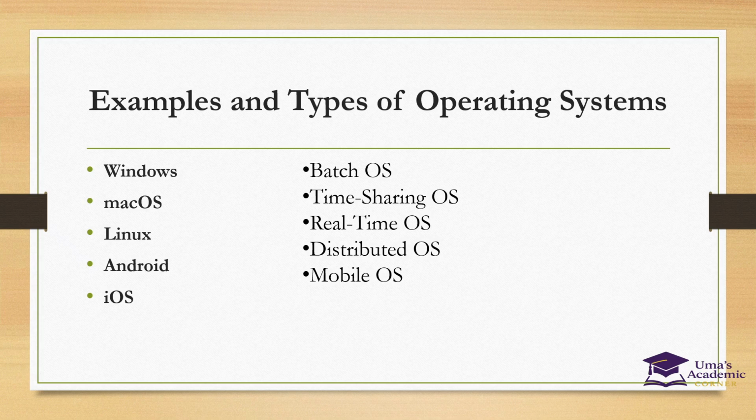There are different types of operating systems. One is the batch processing operating system, then the time sharing operating system, real-time operating system, distributed operating system, and mobile operating system. We will discuss these different types of operating system in the upcoming session.